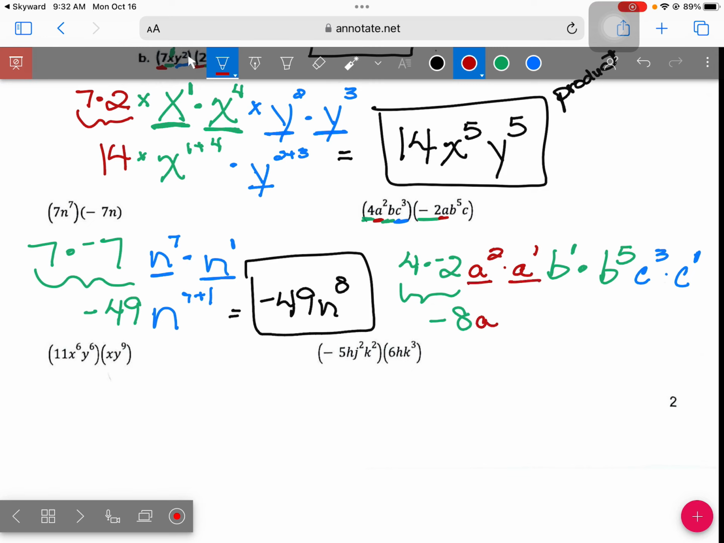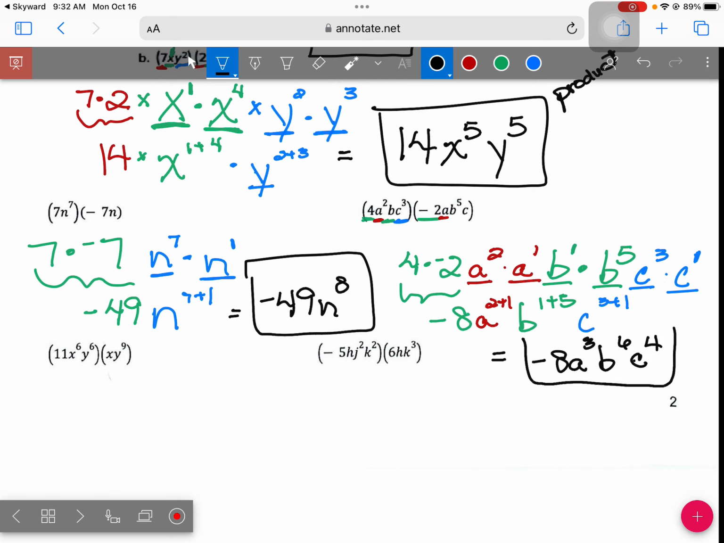A, they have the same base. Add the exponents. 2 plus 1. B, they have the same base. Add the exponents. C, same base. Add the exponents. So final answer, -8 a to the 3rd power, b to the 6th power, c to the 4th power. That is your final answer. Questions about that?